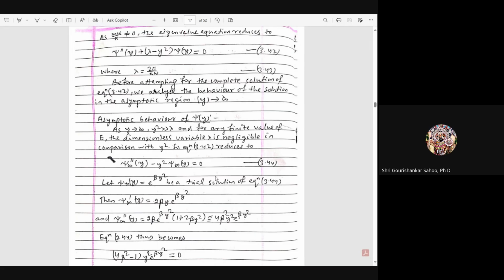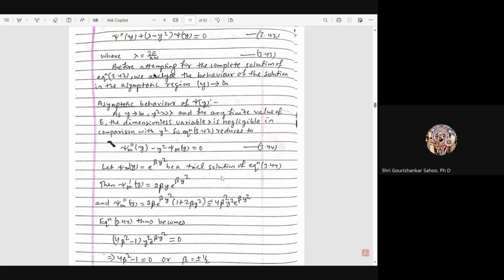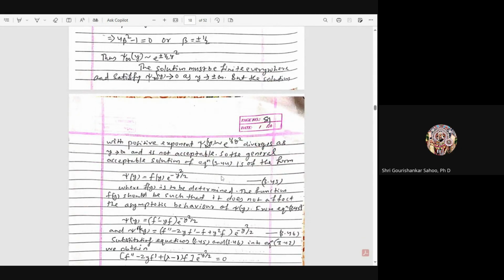So this equation, psi infinite double dash minus y square psi infinite is equal to 0, becomes 4 beta square minus 1 multiplied by y square e to the power beta y square is equal to 0, where 4 beta square minus 1 is equal to 0, or beta is equal to plus minus half. So psi infinite is nearly equal to e to the power plus minus half y square, and the solution must be finite everywhere and satisfy psi infinite tends to 0 as y tends to plus minus infinity.